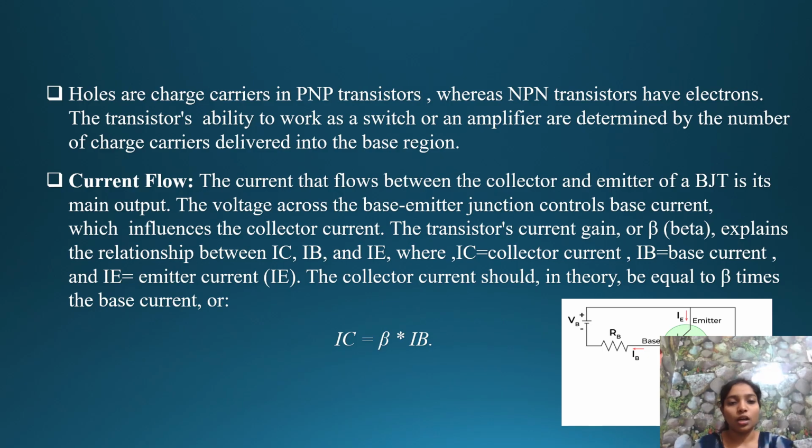Then current flow. The current flow between the collector and emitter of this transistor is its main output. The voltage across the base emitter junction controls base current, which influences the collector current. Here IC, current of the collector, is equal to beta times of the base current. IC equals beta into IB.